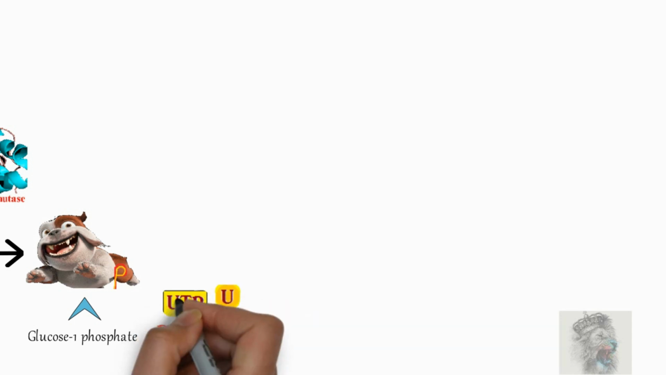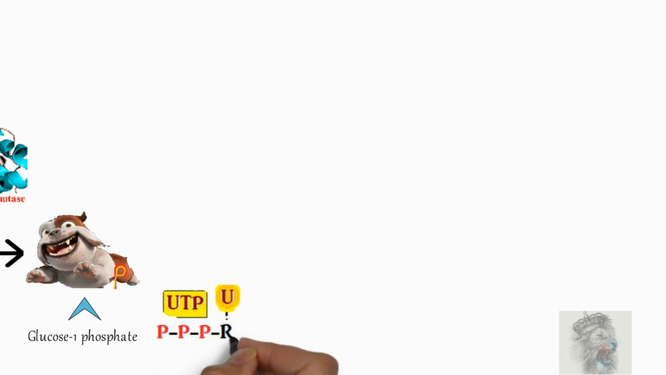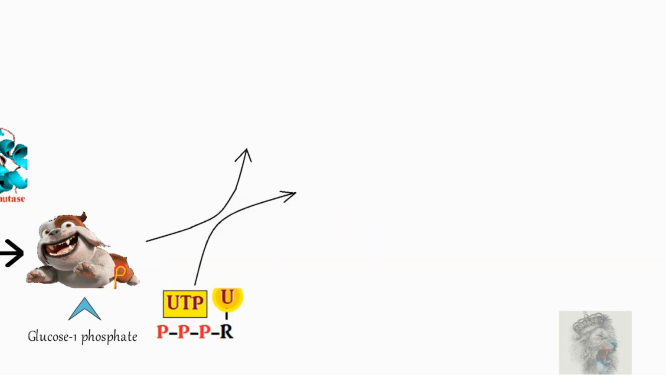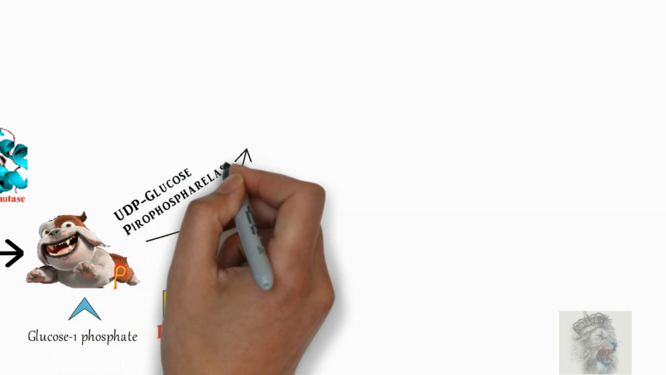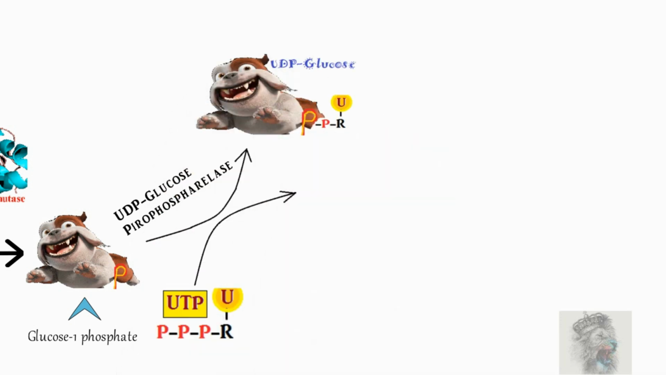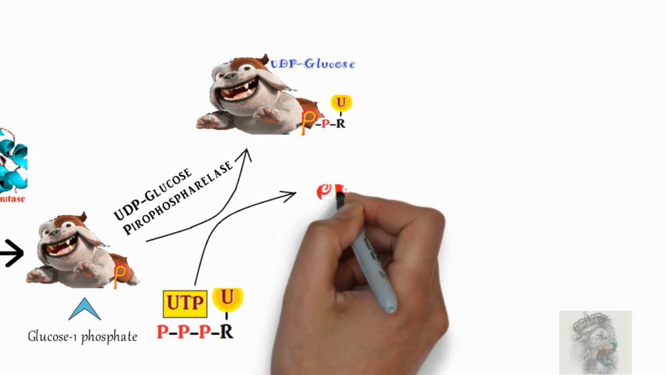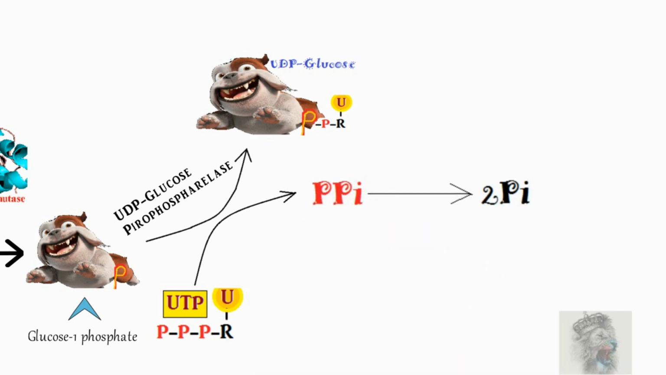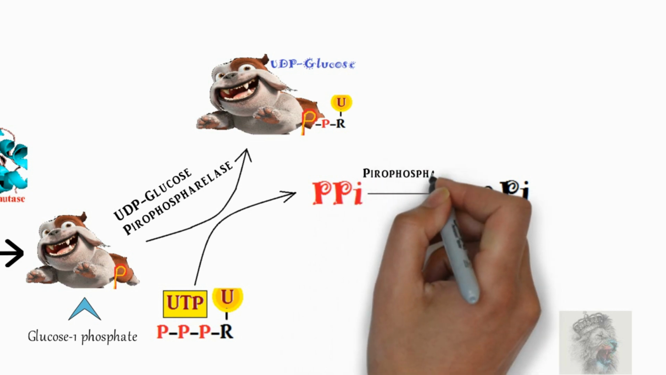Once she met Mr. Lewis, she fell for him and wanted to marry him in church with the help of the father, UDP glucose pyrophosphorylase, the enzyme. And now this beautiful couple is called UDP glucose. Meantime, the two inorganic phosphates which are bonded to each other are broken down with the help of pyrophosphatase into inorganic phosphate.